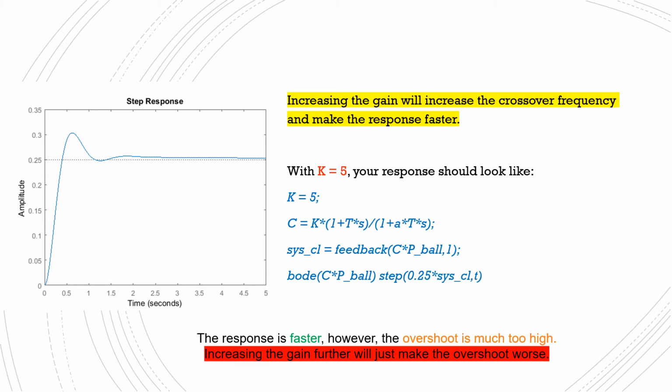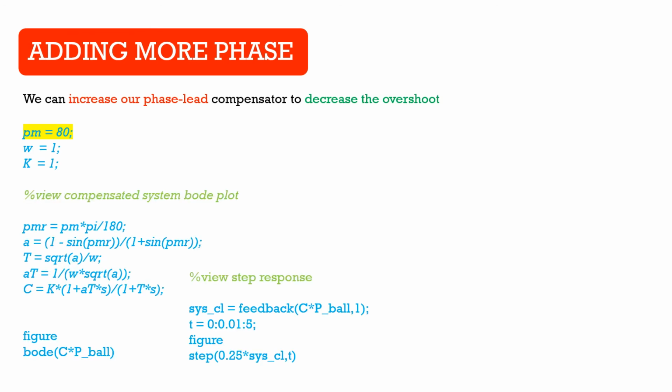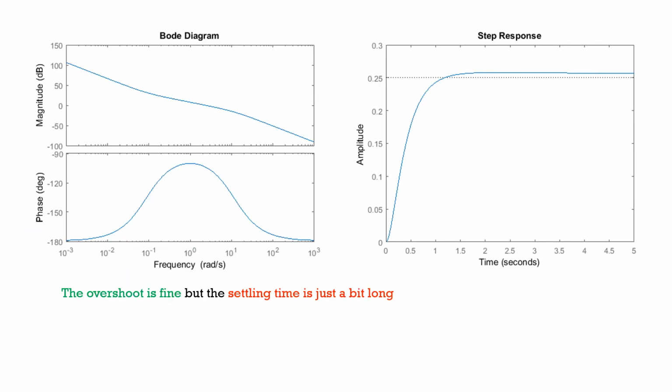For that, we should add more phase. By adding more phase, we can increase our phase lead compensator to decrease the overshoot. For that, we should create an M file with the following code. As we know, the phase margin is assigned around 80, the frequency will be around 1, the constant will be around 1. This is the Bode diagram obtained.